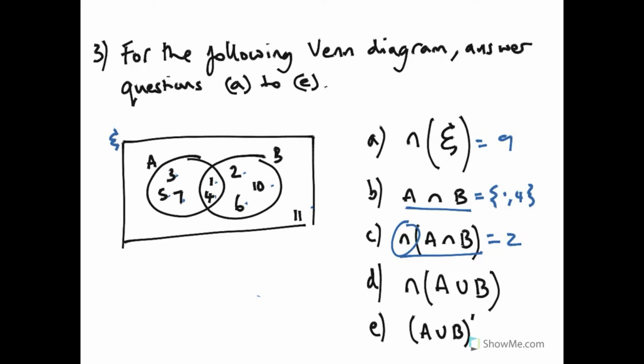Part D, the number of things that are in either the A circle or the B circle. So basically the number of things that are in this section here that I'm colouring in, and if you were to count them, there are 8 of those things. And then finally, I want a set again, a little set bracket. The set of things that are not in the circles. Now, the things that are not in the circles is actually just this one thing here, 11. And then close your little set bracket.